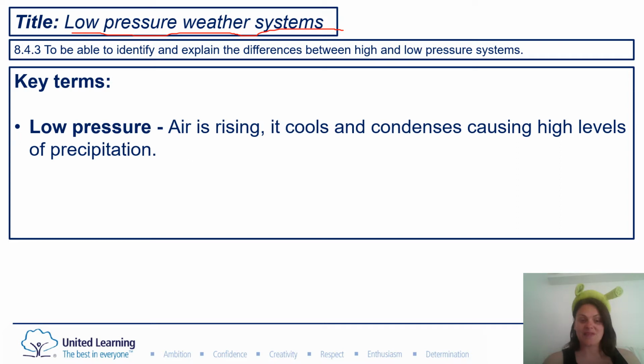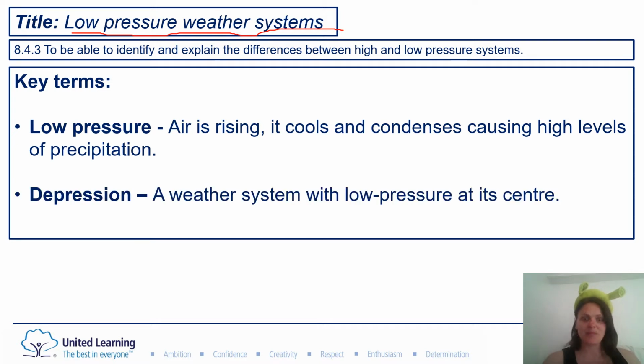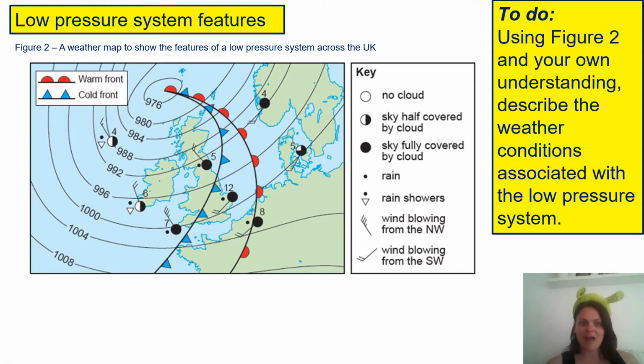This is when air is rising, and as it rises it cools and condenses, causing high levels of precipitation. And a depression. Now this is what we call a weather system with low pressure at its centre. Okay, so let's get straight onto it today.